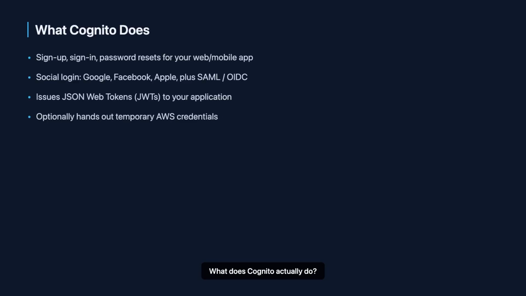What does Cognito actually do? It runs the sign up, sign in, and password reset flows for your application. It supports social login through Google, Facebook, and Apple, and it can federate to other identity providers via SAML or OpenID Connect, also known as OIDC. After a successful login, Cognito issues JSON Web Tokens, JWTs, that your application uses to identify the user on subsequent requests. And optionally, Cognito can also hand out temporary Amazon Web Services credentials so a mobile client can call Amazon Web Services services like S3 or DynamoDB directly.